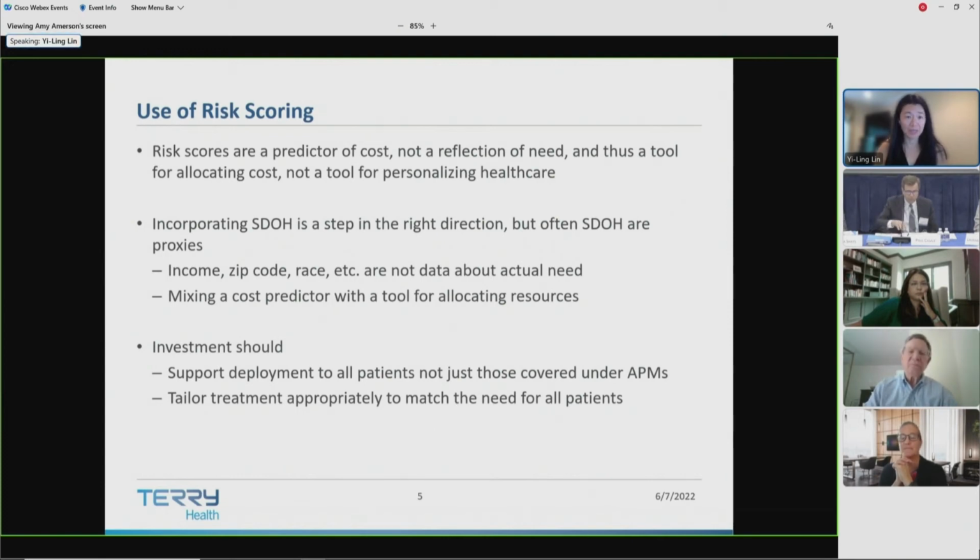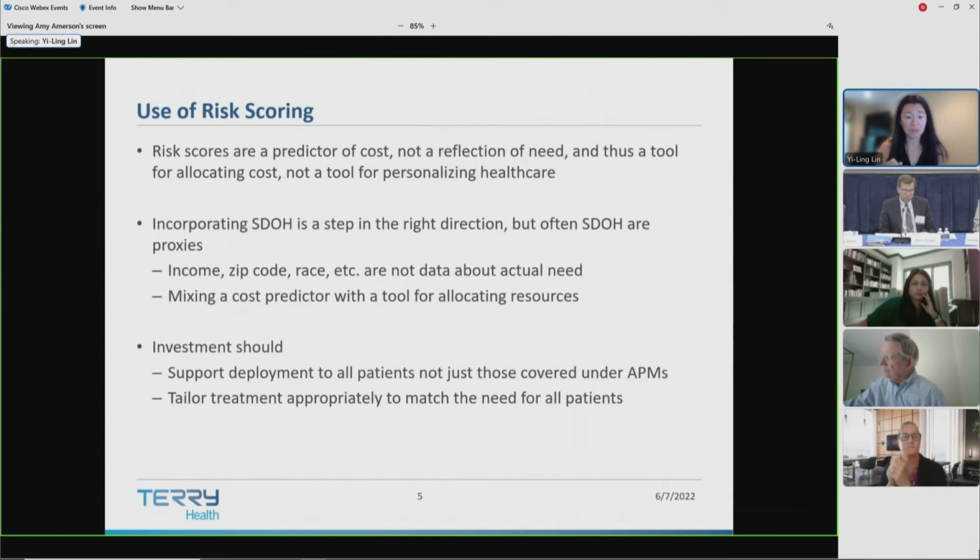So the use of risk scoring. Risk scoring or risk adjustment is this mechanism that was invented to try to tag a value on every individual that says, how much will this person cost either this year or next year? There's two different kinds of risk scoring. But risk scores were developed algorithmically, mathematically, as a predictor of cost. They don't actually reflect somebody's need.